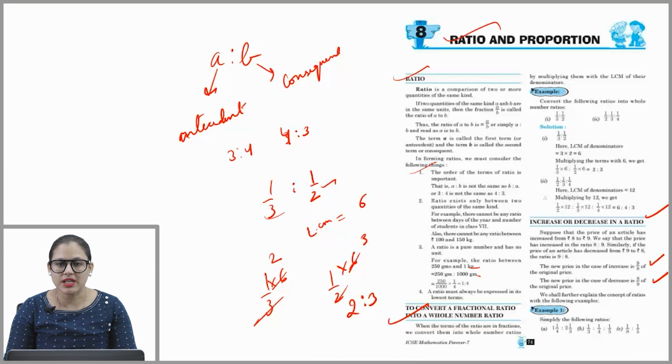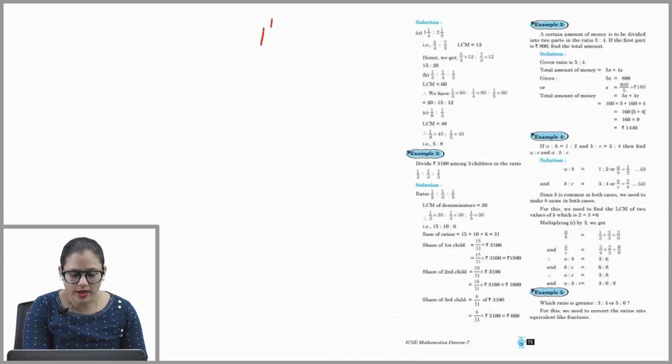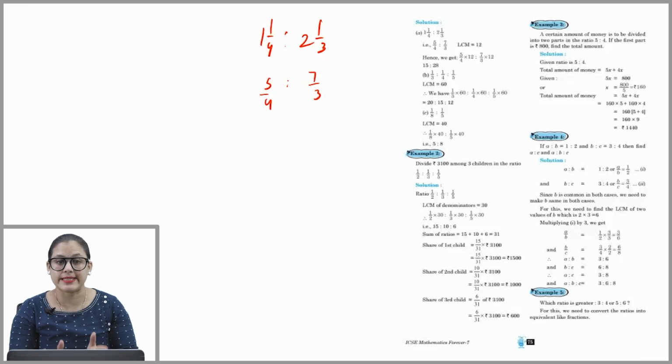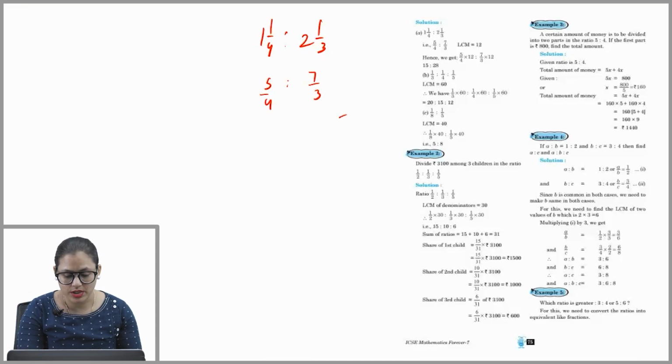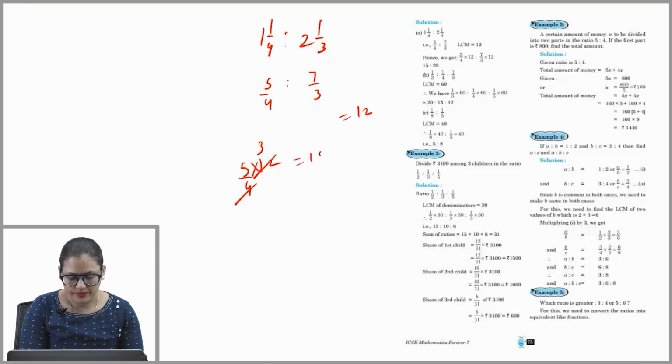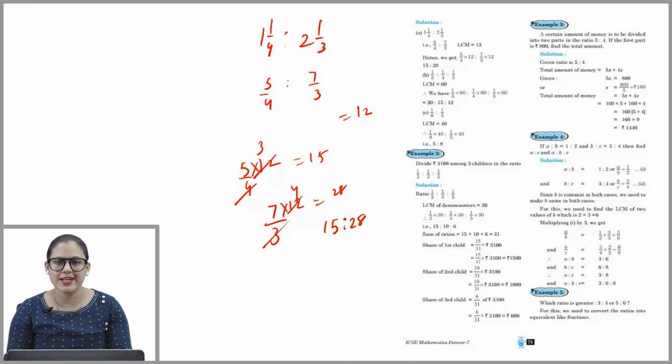Okay. So, examples are given here. We have to simplify the following ratios. 1 1/4 ratio 2 1/3. Okay. So, first we will convert them into improper fractions. 5/4 and 7/3. Now, we will find the LCM. LCM of 4 and 3 is what? 12. Okay. So, let's multiply these fractions by 12. 5/4 into 12 is 15, and 7/3 into 12 is 28. Okay, so the ratio is 15 is to 28, right?